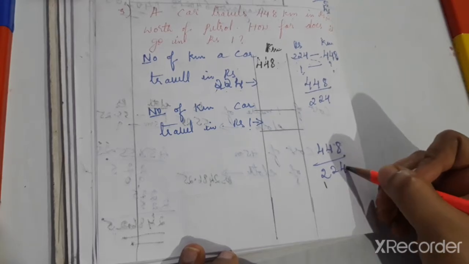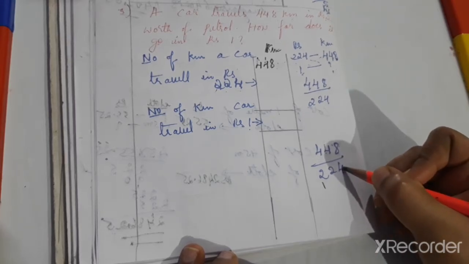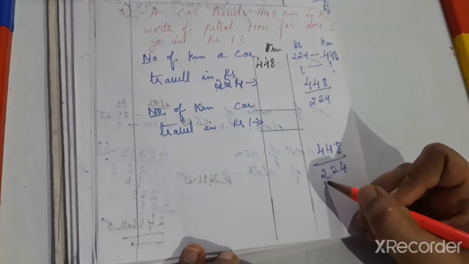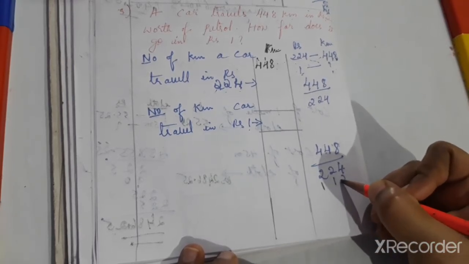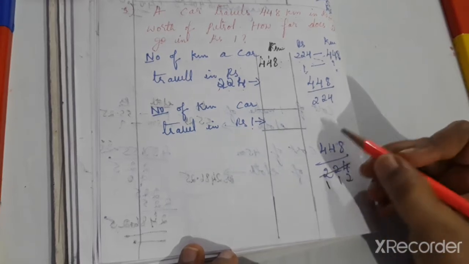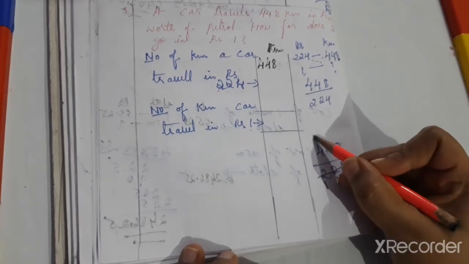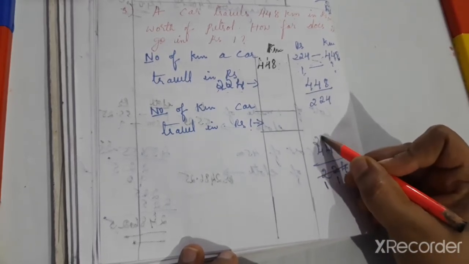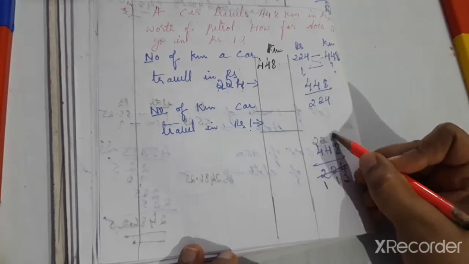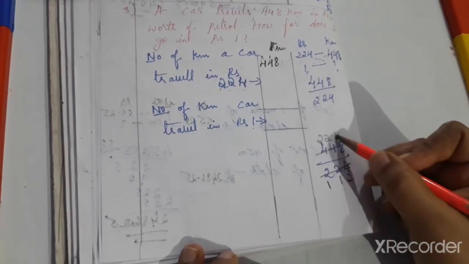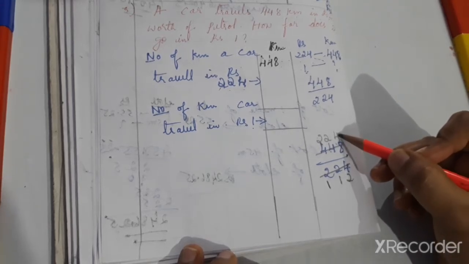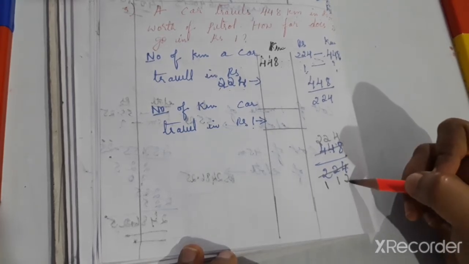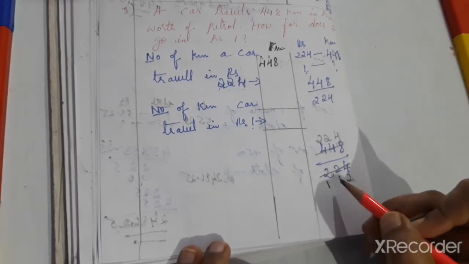Here also 8 in the ones place, and here also 4. Even numbers mean we divide with the 2 times table. 2 ones are 2, 2 twos are 4. This is cancelled. Again divide with the same number. 2 twos are 4, 2 fours are 8. So both are cancelled with the 2 times table. Now check the ones place number again. This is 4, this is 2.